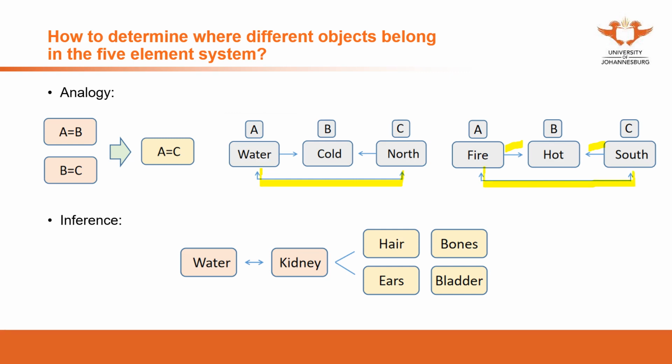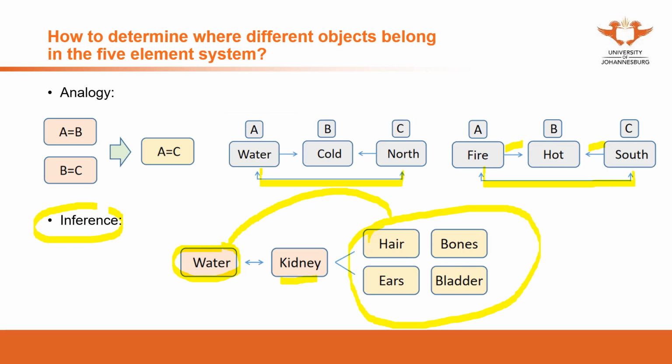That's the analogy. For inference, the water links to the kidney, and the kidney in Chinese medicine is in charge of the hair, the bones, the bladder, and the ears. So all these link to the water, and they are under the category of water.